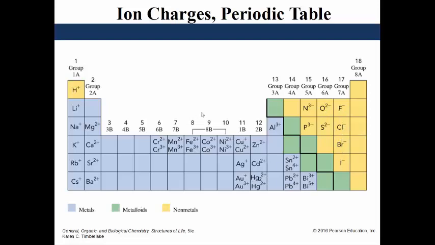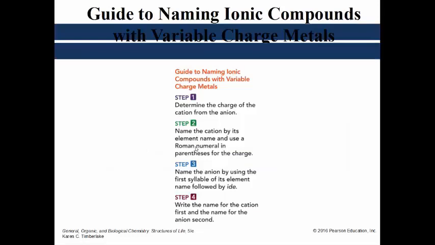And the transition metals, examples we talked about here, lead, cobalt, nickel, copper, can either be plus 1, plus 2. Nickel can be plus 2 or plus 3. Iron, 2 or 3. It just depends. That's why you must use the Roman numeral after the name to identify which form of the ion you're talking about. So again, another step-by-step flowchart to naming an ionic compound with a variable charge metal.